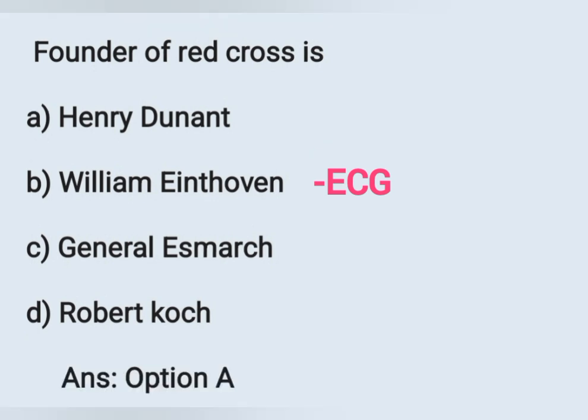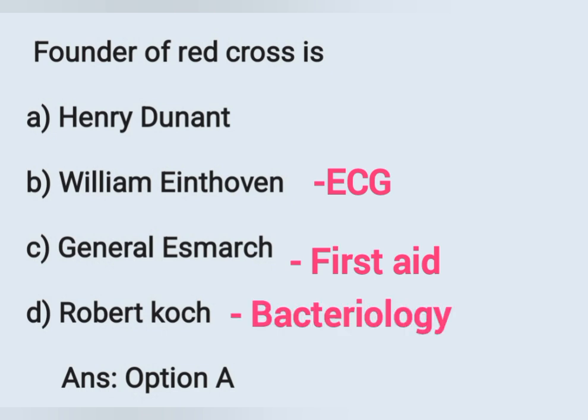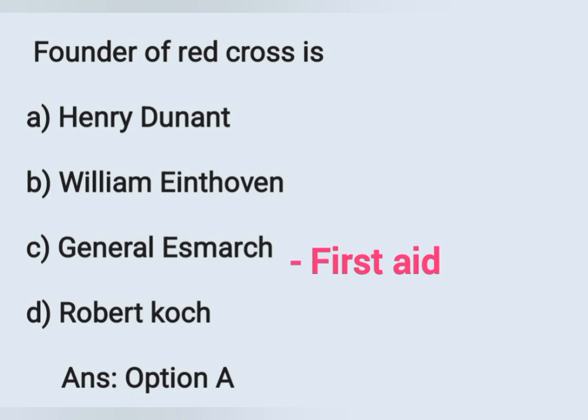And the second option, William Einthoven, is the founder of ECG, electrocardiogram. Option C, General Esmarch, gave the idea for first aid. Option D, Robert Koch, is the father of bacteriology. Robert Koch also gave many other facts: he is the father of bacteriology, and he discovered Vibrio cholerae and anthrax bacilli.